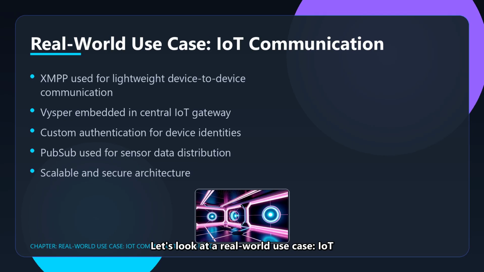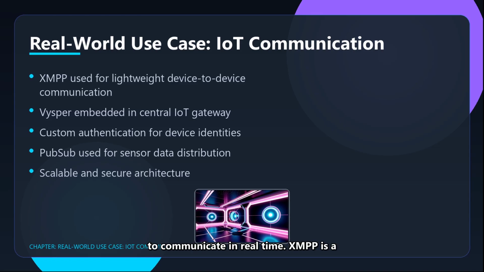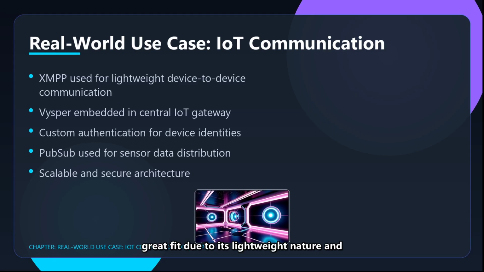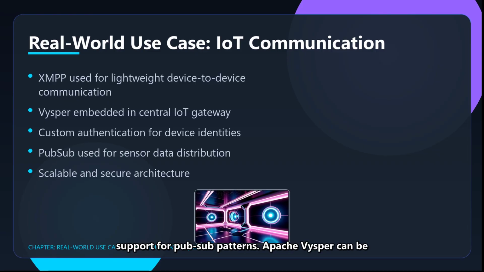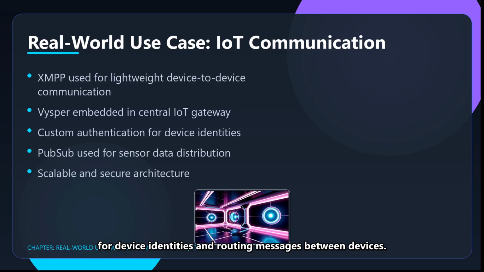Let's look at a real-world use case, IoT communication. In an IoT network, devices often need to communicate in real time. XMPP is a great fit due to its lightweight nature and support for pub/sub patterns. Apache Vysper can be embedded in a central IoT gateway, handling authentication for device identities and routing messages between devices.